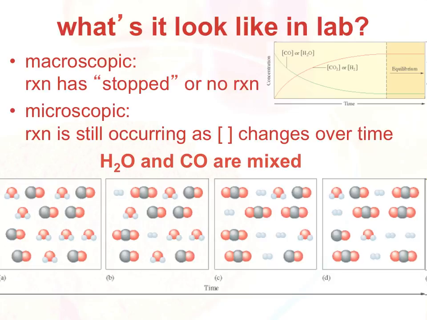Basically, we won't be able to tell that anything's happening. But on the microscopic level, the reality of it is that the forward and reverse reactions are still happening. So there's still an exchange between the atoms within the molecules and the production of more reactant and more product. Now, it's happening simultaneously, so the net concentrations of reactants and products remain the same.